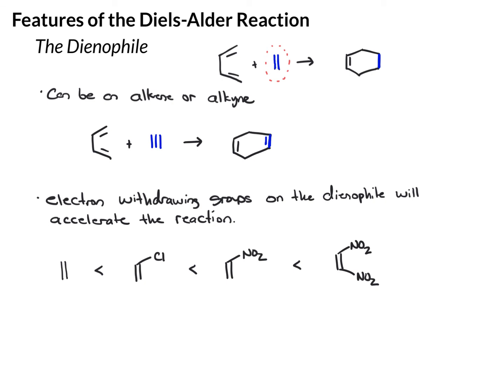And this would also hold true for the alkyne dienophile. So let's just do an example. And maybe for our diene, we'll have this. And for our dienophile, instead of just acetylene, what if we have a cyano group attached?